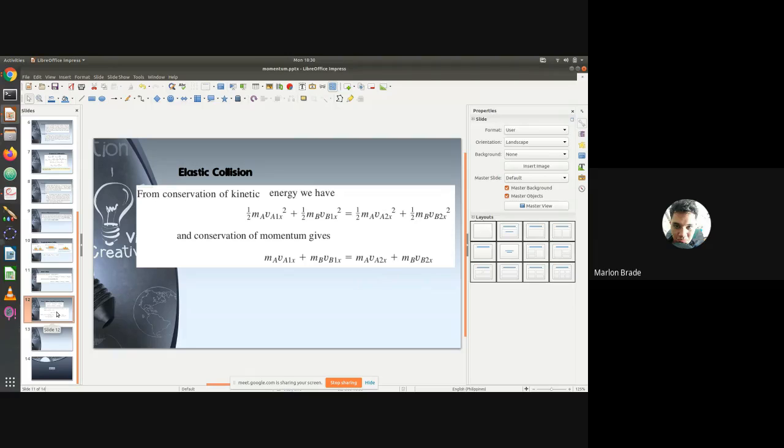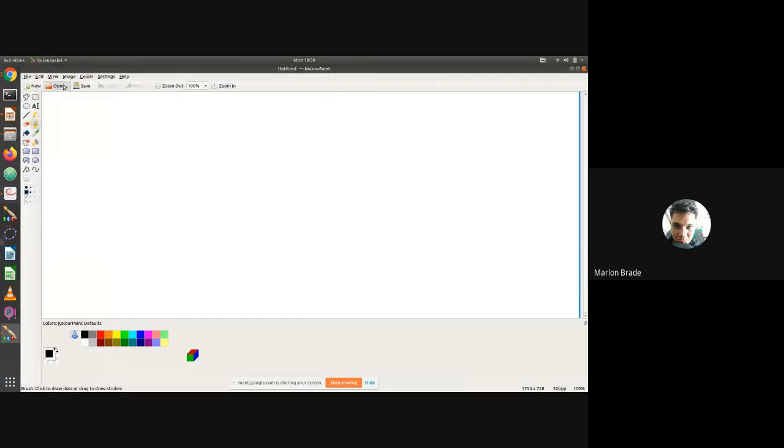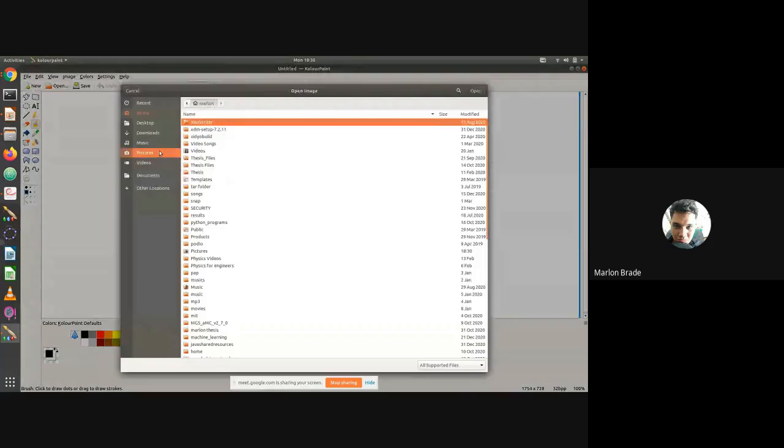Let's take this example. What you need to remember is that in an inelastic collision, kinetic energy is not conserved, but of course momentum is still conserved.